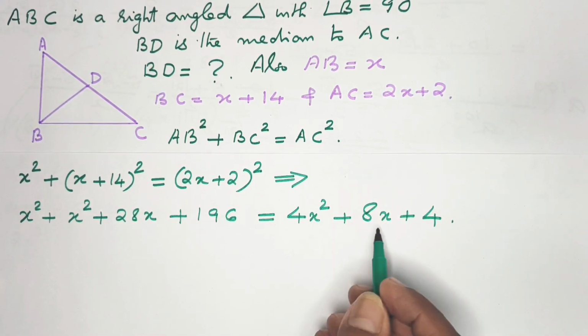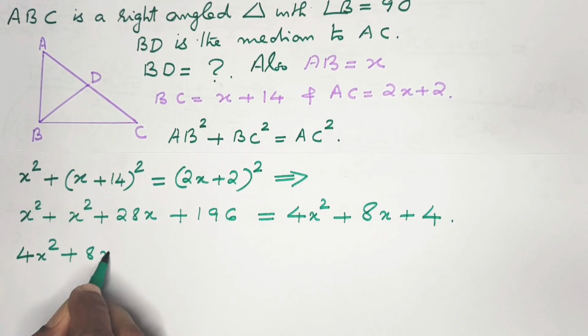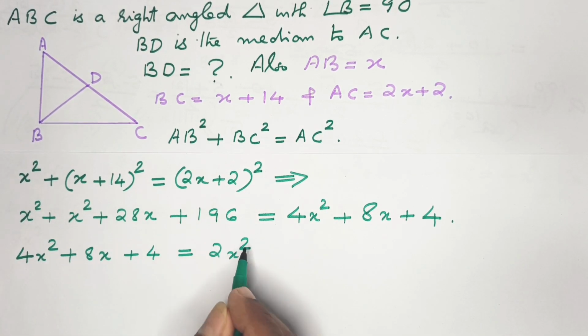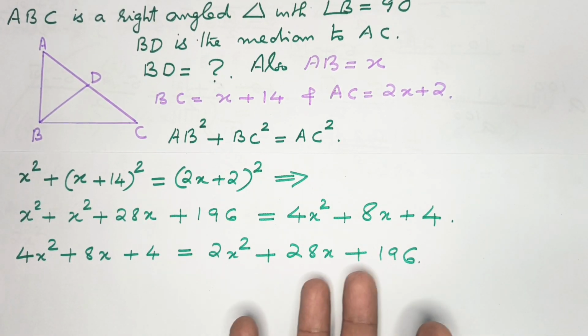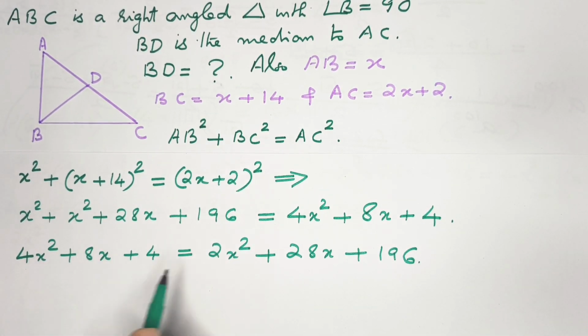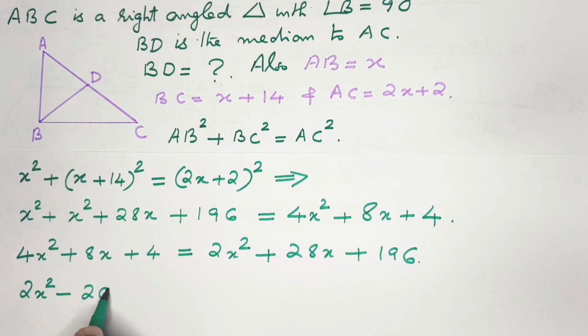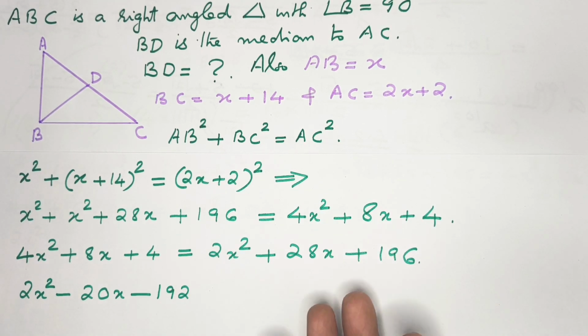Now let me write this first. Rather, we are switching the sides. So writing this first, 4x squared plus 8x plus 4 equals, on the left you have x squared plus x squared, which is 2x squared plus 28x plus 196. Now take these three terms to the left. So 4x squared minus 2x squared becomes 2x squared. Then 8x minus 28x, which is minus 20x. The next term will be 4 minus 196, so that will be minus 192. As you know, plus becomes minus when switching sides. And this is what you get.